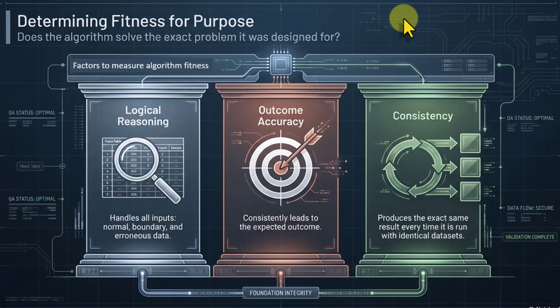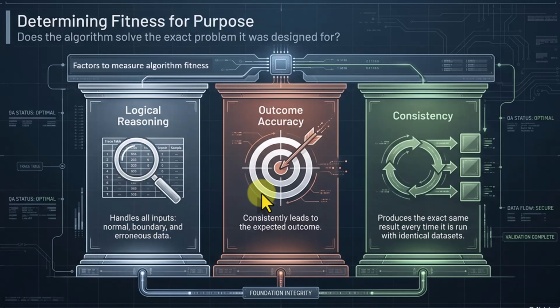Simply, that means: does the algorithm that you have created solve the problem that you are looking for or not? For that, we have some factors to measure algorithm fitness. The first one is logical reasoning. Does it handle all inputs, normal, boundary, and erroneous data, or does it just give you wrong answers or crash sometimes? That is very important.